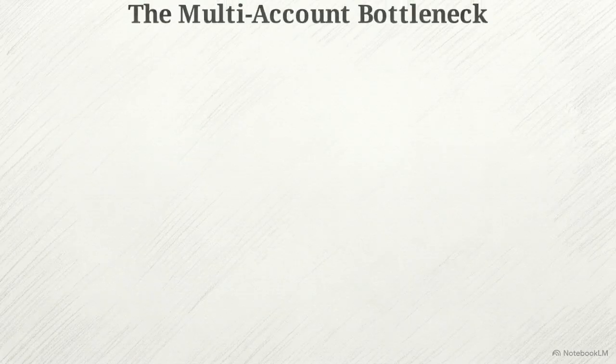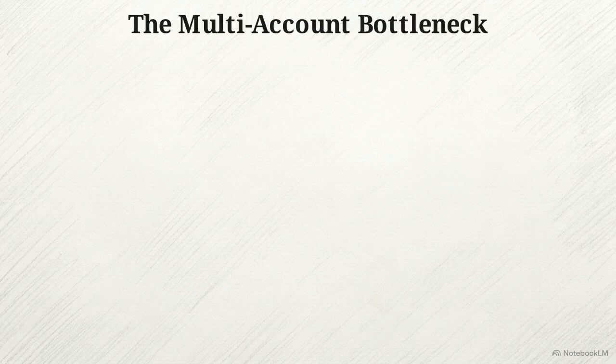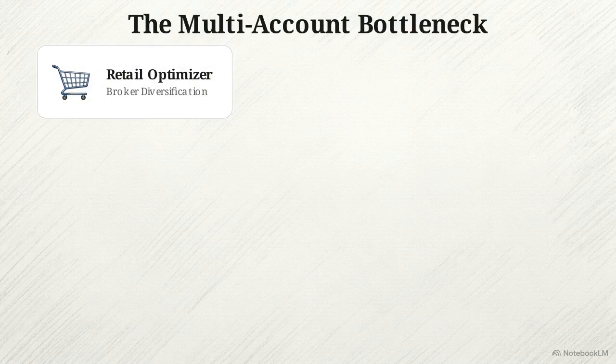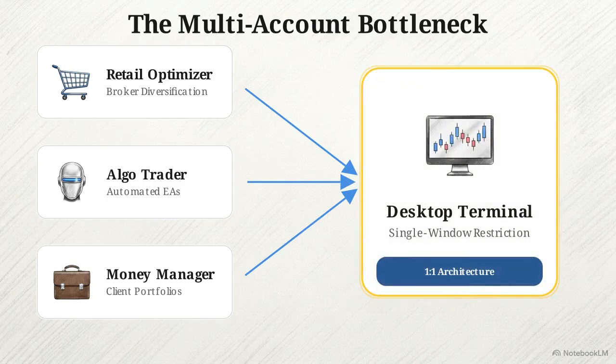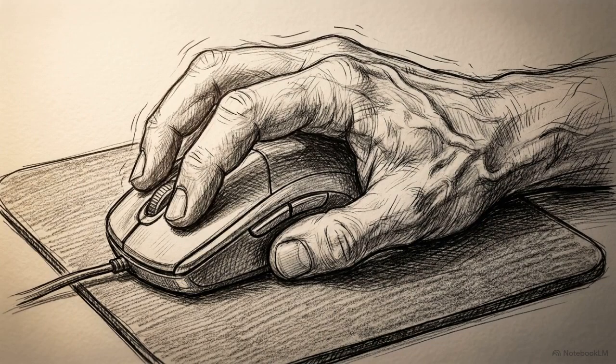This diagram breaks down the 3 types of traders who eventually hit this wall. You have the retail optimizer diversifying broker risk, the algo trader running automated bots, and the money manager handling client portfolios. But as you see here, all 3 of these operational paths funnel into the exact same restriction, the single-window desktop terminal. The first instinct is to just brute force the problem manually.